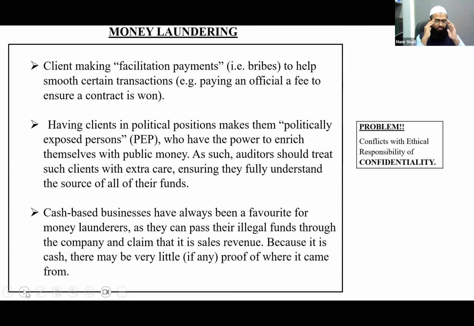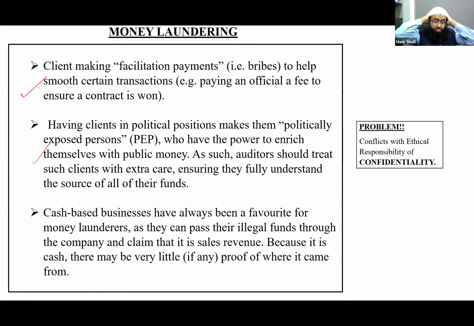So client making facilitation payments, bribes to help smoothen certain transactions, paying an official a fee to ensure a contract is won. And that illegal fee is paid from illegal money. Or if not from illegal money, the process is illegal. You are bribing and then you're winning the contract. If later down the line it's revealed that this was through a malafide process, you're gone, your reputation gone, your contract gone, everything lost. Having clients in political positions makes them politically exposed persons.